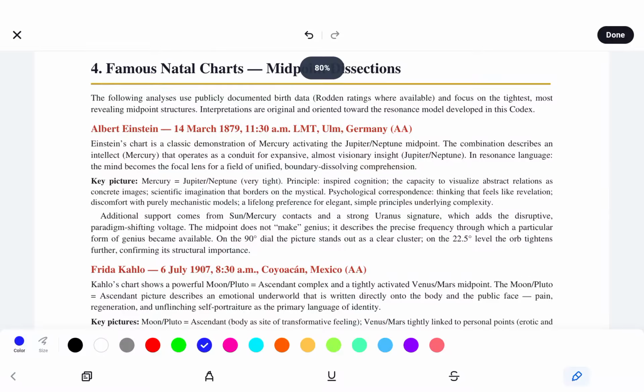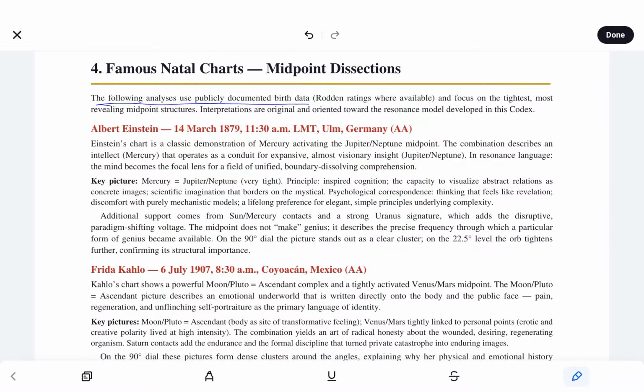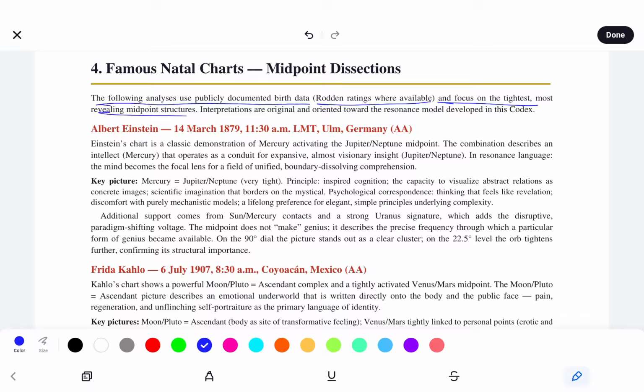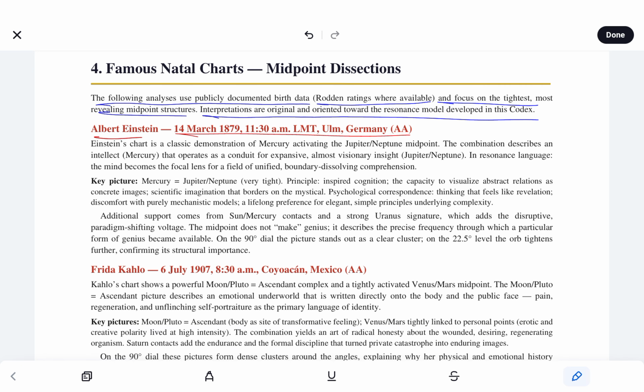Alright, famous natal charts. For the following analysis, we use publicly documented birth data, Rodden ratings where available, and focus on the tightest, most revealing midpoint structures. Interpretations are original and oriented toward the resonance model developed in this codex. So Albert Einstein was first up.